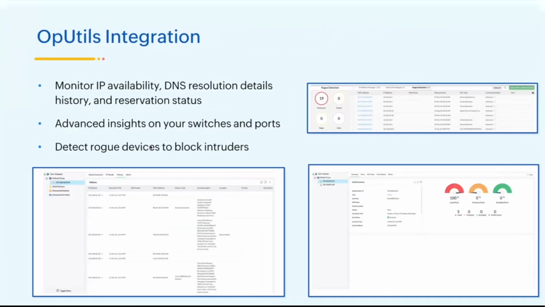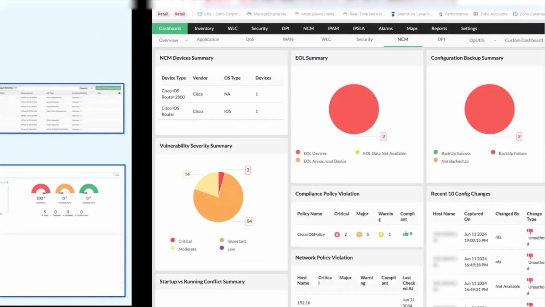So the next integration we have is OpUtils, which is an IP address and switch port management software. So OpUtils is now available as an add-on in NetFlow Analyzer. By enabling this add-on, you can have in-depth insights into network ports, information about connected devices. You'll have the ability to inspect IP addresses more precisely, and it also has intuitive widgets that enable easier management.